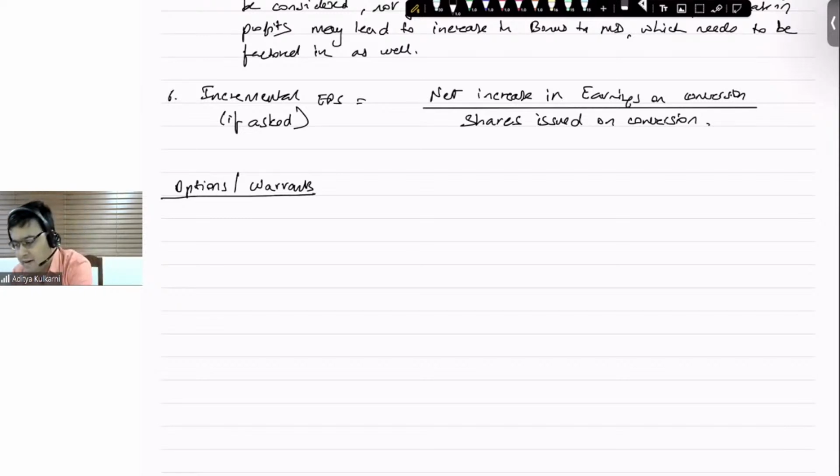So 100 into 25. Each share is worth 25. You have given them 100 options. So potentially 2,500 is going to come to you. But suppose the market price is not 25. Market price is, let us say, 40. So that comes to 63 shares. So you got the consideration equivalent to 63 shares. But you have issued how many shares? You have issued 100 shares. So in effect, you have given 37 shares without consideration.